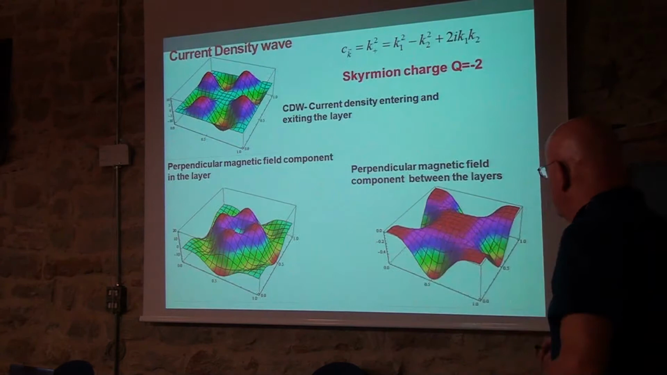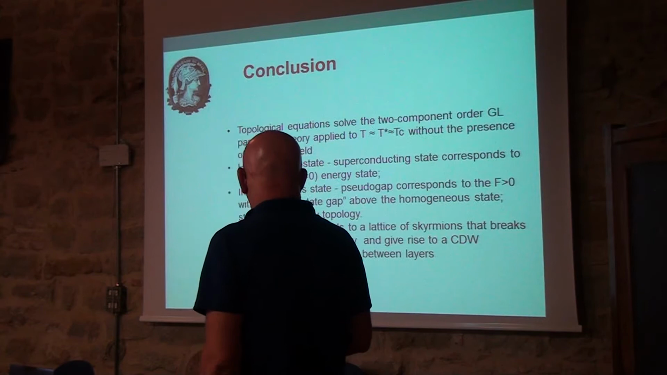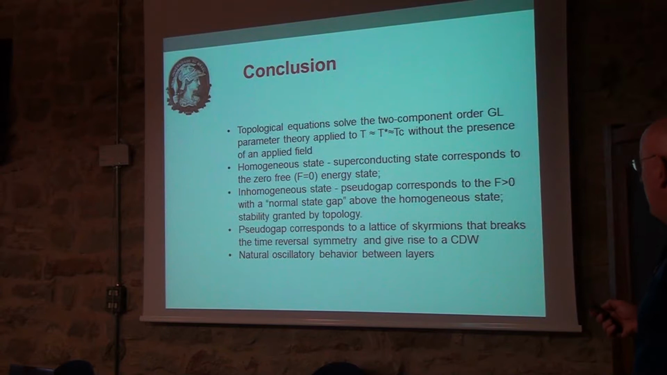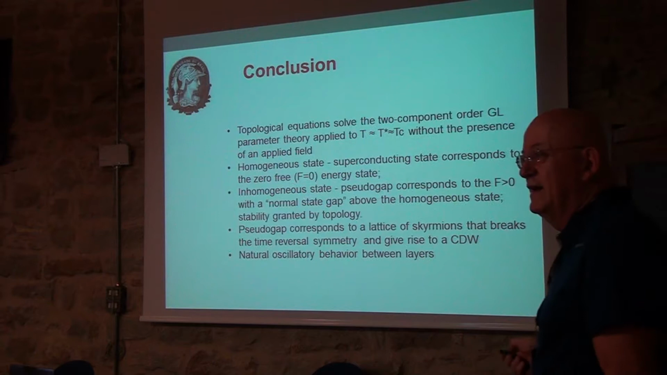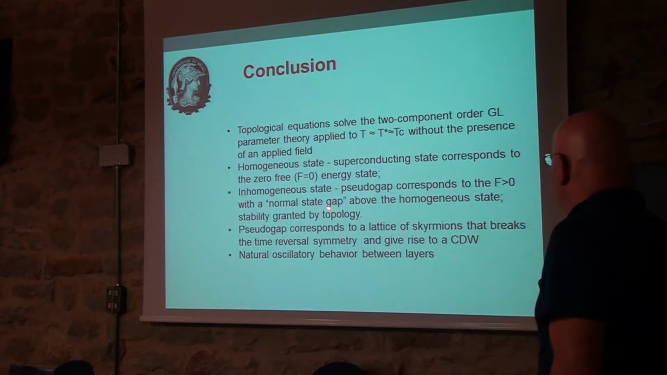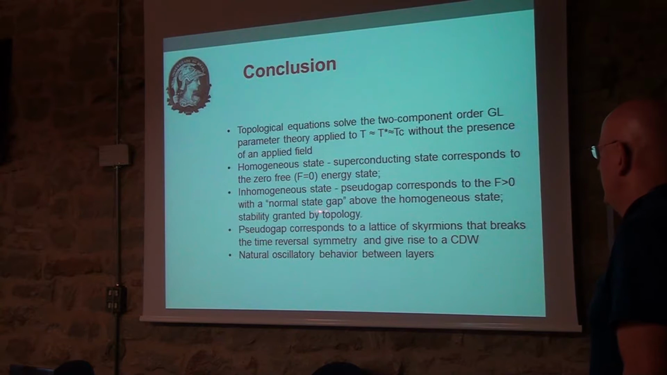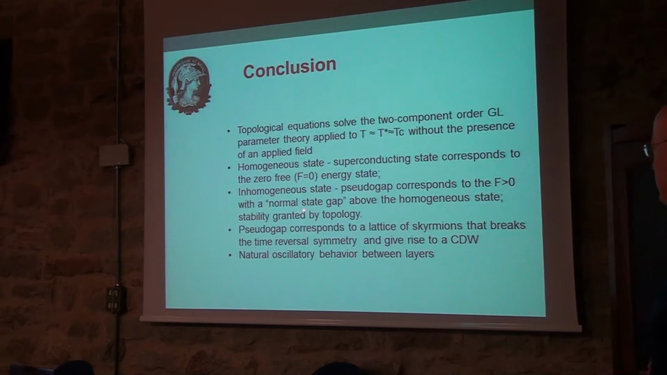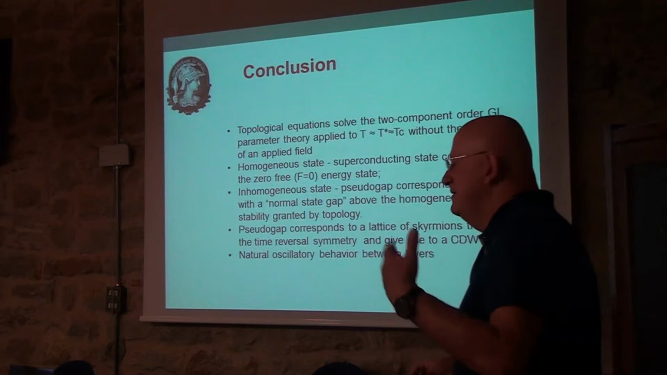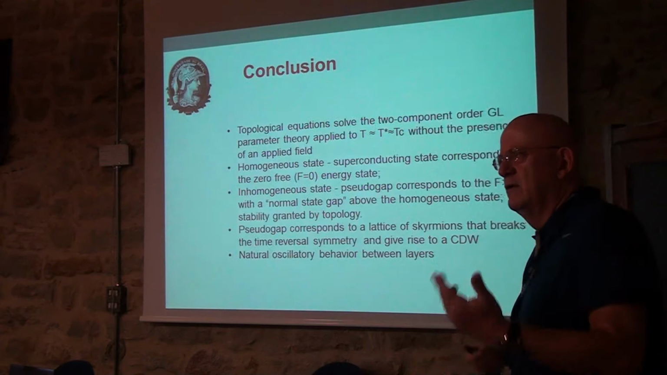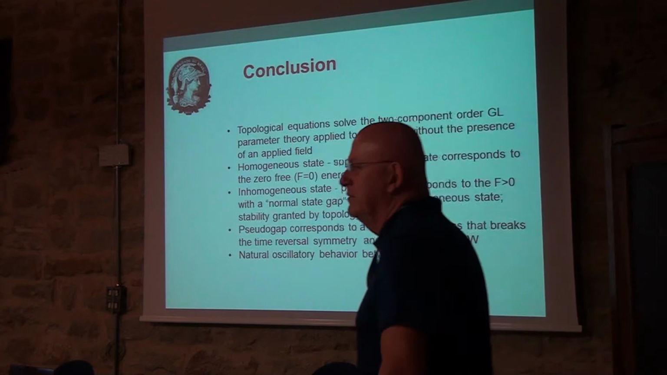So for conclusions, what I'm saying here is that these topological equations solve the two-component Ginzburg-Landau theory, at least at this temperature. And you do find an inhomogeneous solution without the presence of an applied field. I associate to it a sort of normal state gap, which would be the value of the pseudogap at that particular point. There is a current density wave associated with it, and you do have a natural oscillatory behavior between layers out of this very simple model. Thank you very much for your attention.